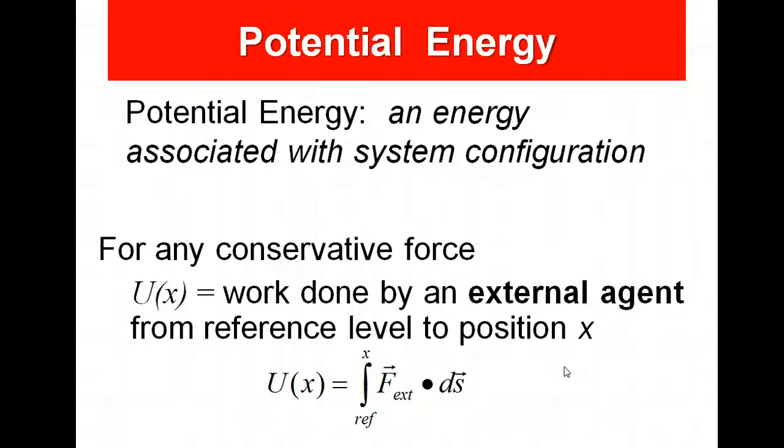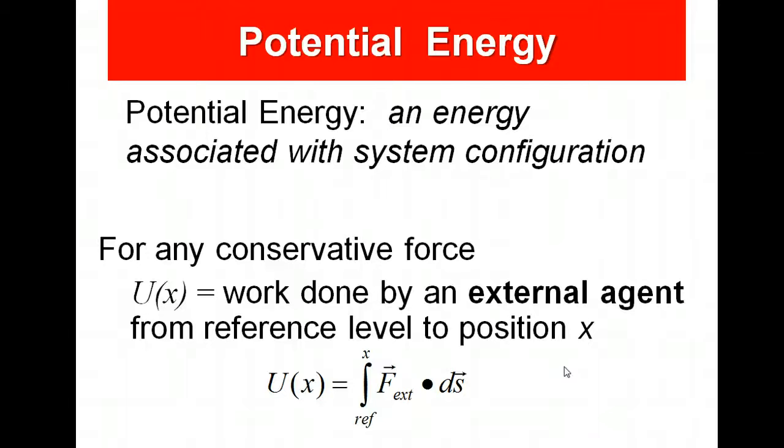And so I prefer this definition here, that the potential energy is equal to the work done by an external agent in moving an object from the reference level to some position x. And that gives me the potential energy as a function of x. It's the work done, so it can be expressed as this integral: the integral of the external force, the force exerted by the external agent, dot ds.